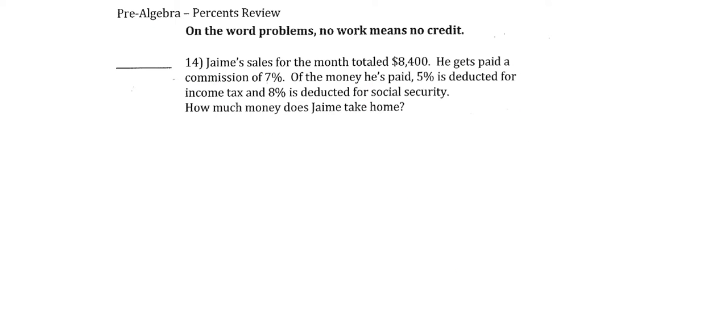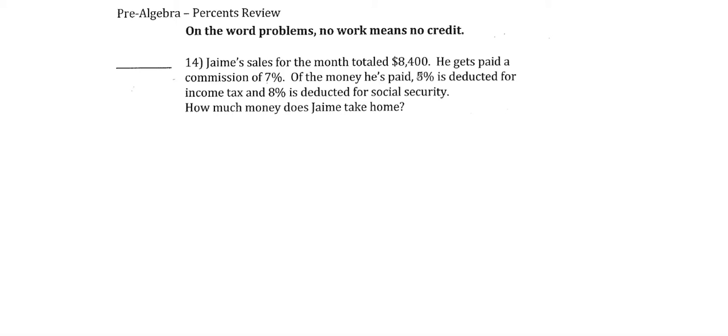Here we go, number 14. It says, Jaime's sales for the month totaled $8,400. He gets paid a commission of 7%. Of the money he's paid, 5% is deducted for income tax and 8% is deducted for Social Security. How much money does Jaime take home? And again, this is a tricky one. We got a lot of numbers going on here.